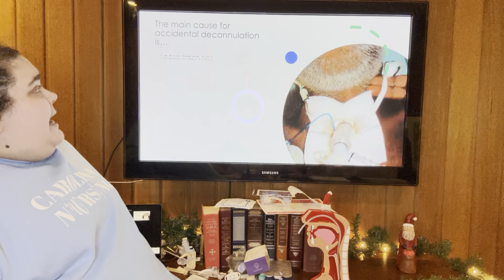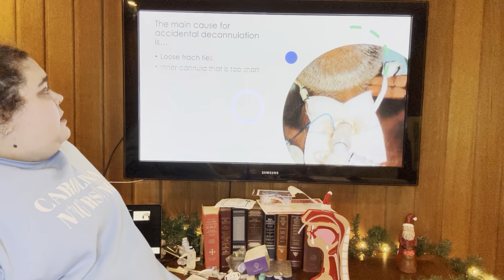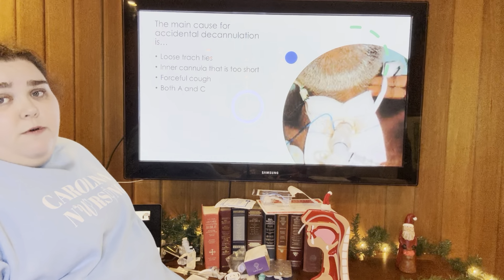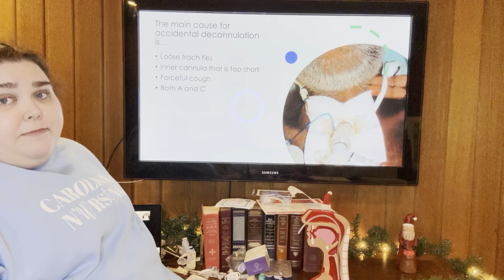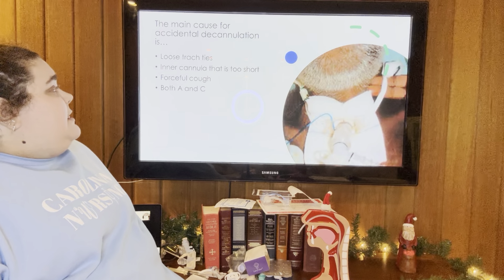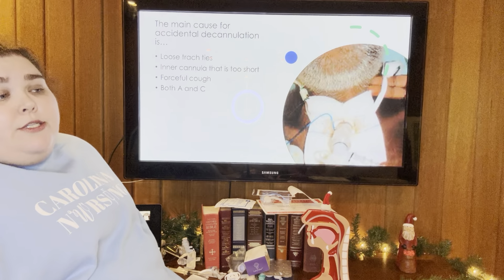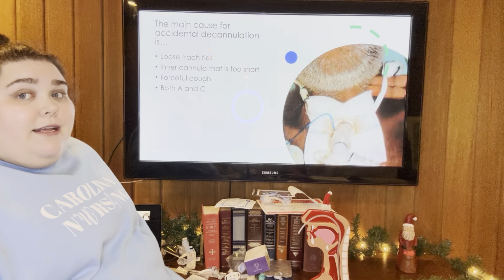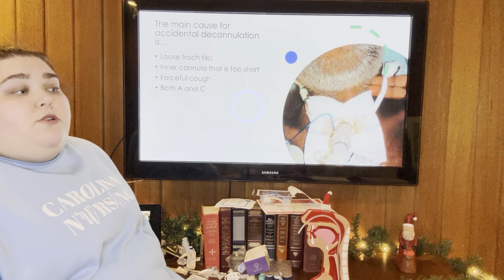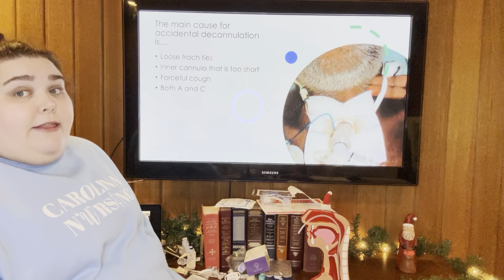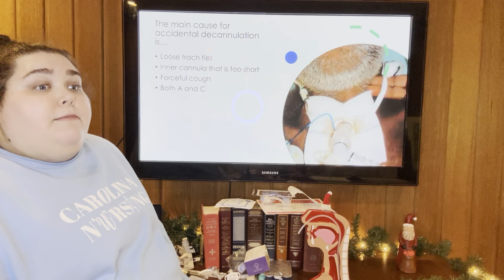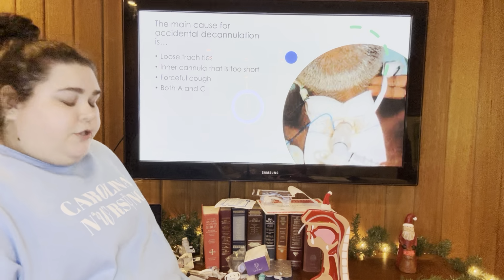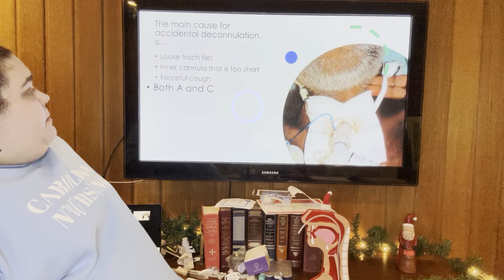The main cause for accidental decannulation is loose trach ties, an inner cannula that is too short, a forceful cough, or both A and C. The answer is both A and C. A forceful cough can sometimes send the trach flying because there's nothing holding it on, and then there are loose trach ties. Sometimes those happen together, sometimes separately. But certainly if you have loose trach ties and a forceful cough, you have a recipe for disaster. So both A and C.